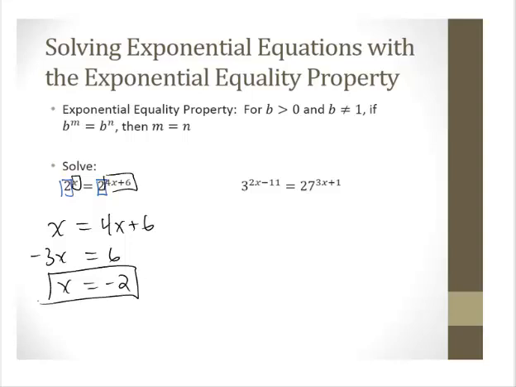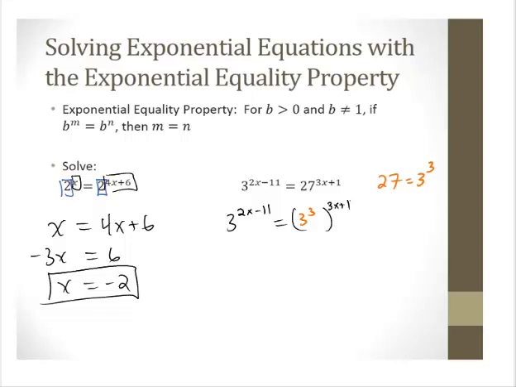Now if we look at the next exercise, we have 3 to the 2x minus 11 is equal to 27 to the 3x plus 1. We cannot immediately set the exponents equal because we don't have the same base. So we have to use a little bit of trickery here. Notice that 27 is the same as 3 to the third. So I have 3 to the 2x minus 11 is equal to 3 to the third to the 3x plus 1.